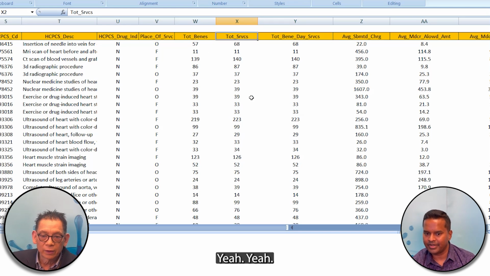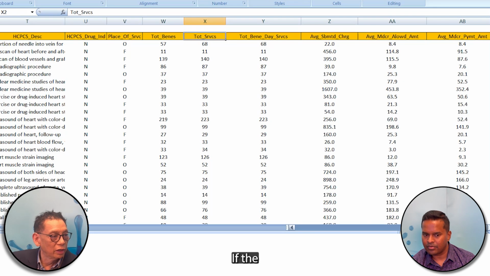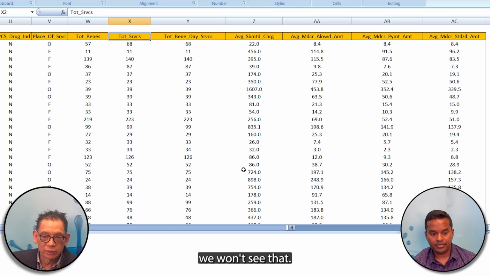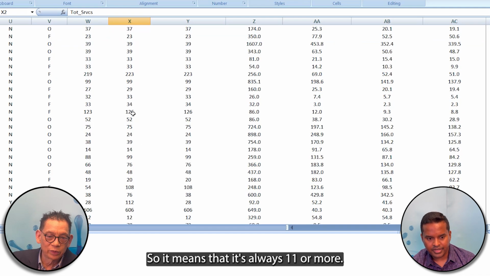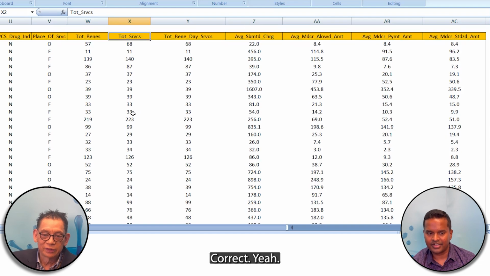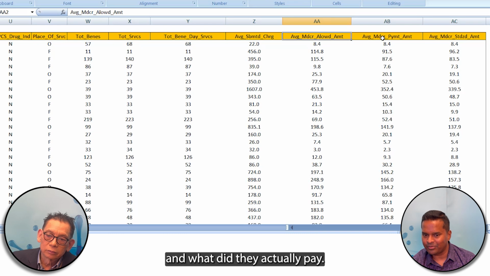And the beneficiary count, we don't always see it. If it was 10 people or less, then we won't see that. So it means that it's always 11 or more in the entire database.